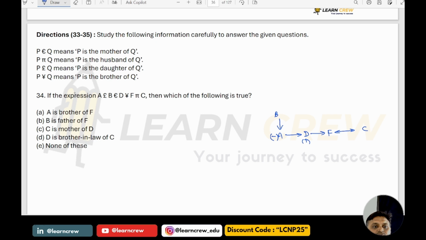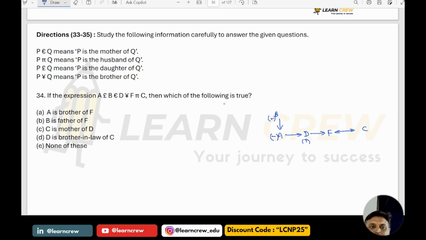And here the first one is what? A E B. A E B means what? A is the daughter of B. Am I correct? Now, is there any relation here? B E D means B is the mother. So you can say this gender is minus.